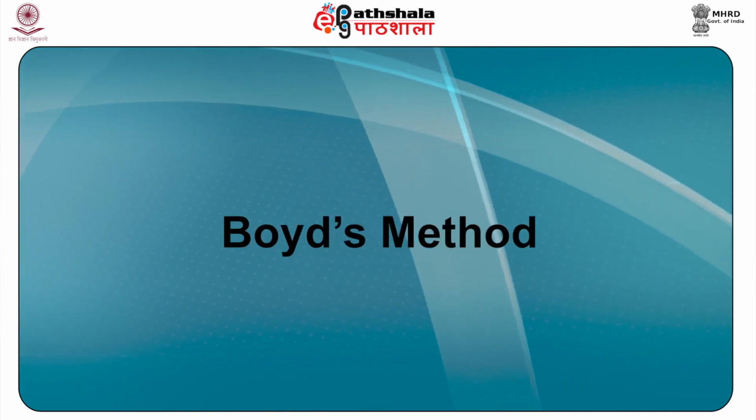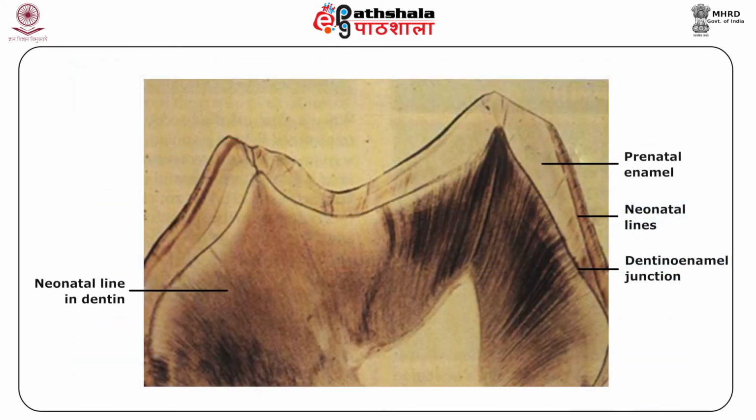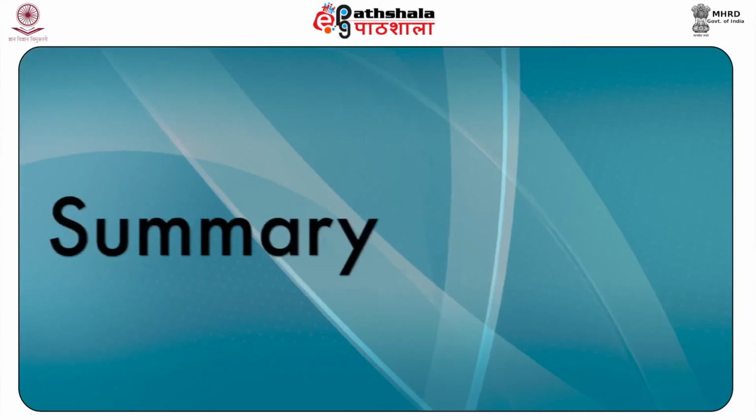Next is Boyd's method. Boyd has devised a method for accurate age estimation by means of the incremental lines. These lines can be seen on histological sections of the teeth. They appear as cross striations on the enamel and represent the daily increments of growth. An exceptionally well marked line known as the neonatal line is formed at birth. The number of cross striations from birth, that is the neonatal line, until death is counted, and this provides the most accurate estimation of age.